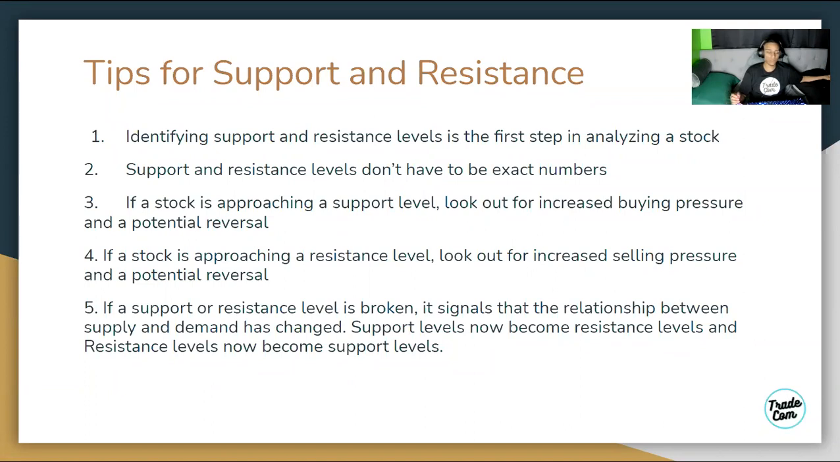What I usually do is, when I chart these levels and I see a really weird number showing up, I'll round it up or down to the nearest whole number. That makes it easier, since everybody is pretty much looking at the same support and resistance levels as you. Three, if a stock is approaching a support level, look out for increased buying pressure and a potential reversal. The same thing if a stock is approaching a resistance level: look out for increased selling pressure and a potential reversal.